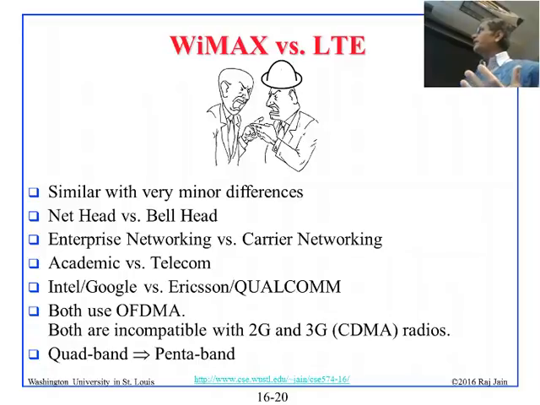Both use OFDMA. Both are incompatible with 2G and 3G. So one of the things that LTE guys said, no, WiMAX is not compatible with 2G and 3G, but so is LTE. Come on. And both have now gone from quad band to pentaband. So anyway, there is very little difference, but done is done. WiMAX is gone, LTE is here.